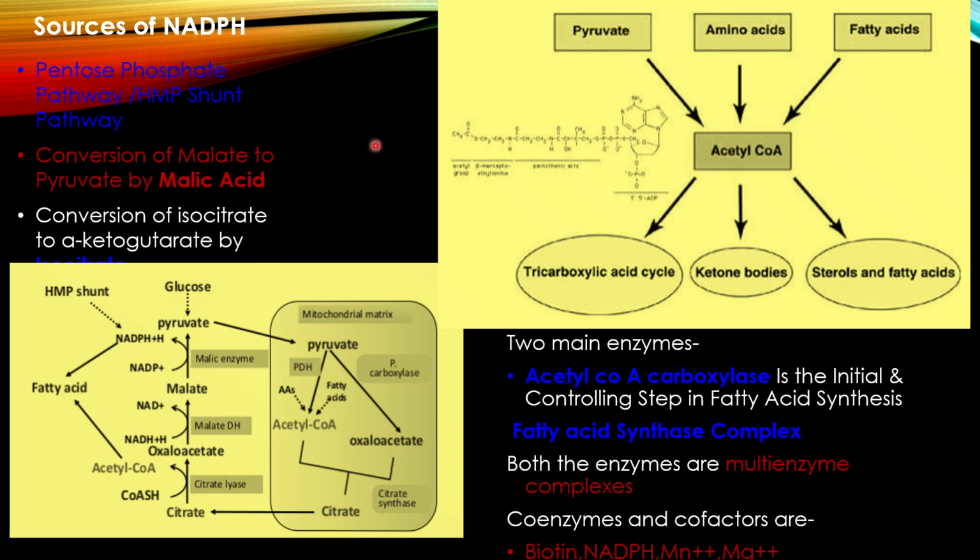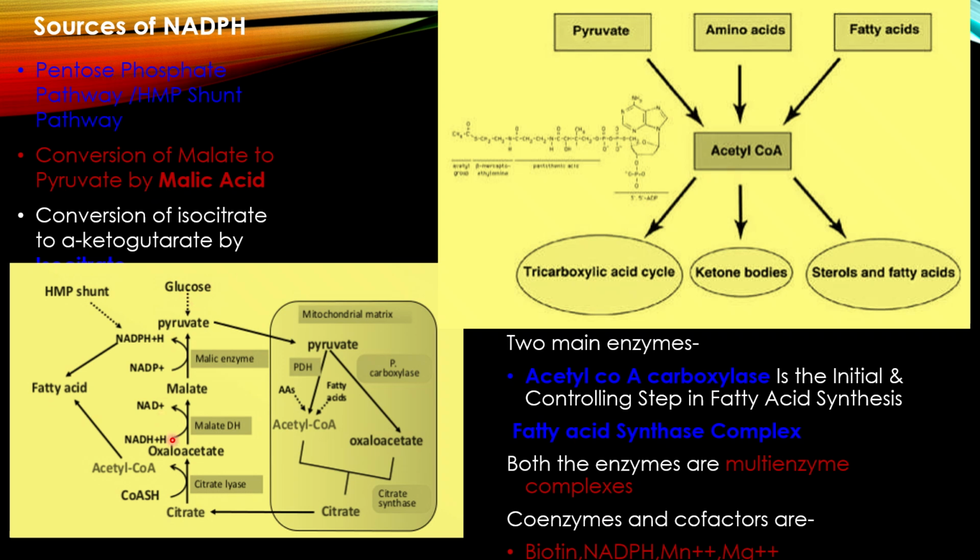First we will talk about the sources of NADPH, because NADPH and acetyl coenzyme A are the basic raw materials for synthesis of all types of fatty acids. The pentose phosphate pathway, or HMP shunt pathway, is the major source. Besides that, conversion of malate to pyruvate by malic enzyme is another source. And third is conversion of isocitrate to alpha-ketoglutarate in the citric acid cycle. So these are the three important sources.